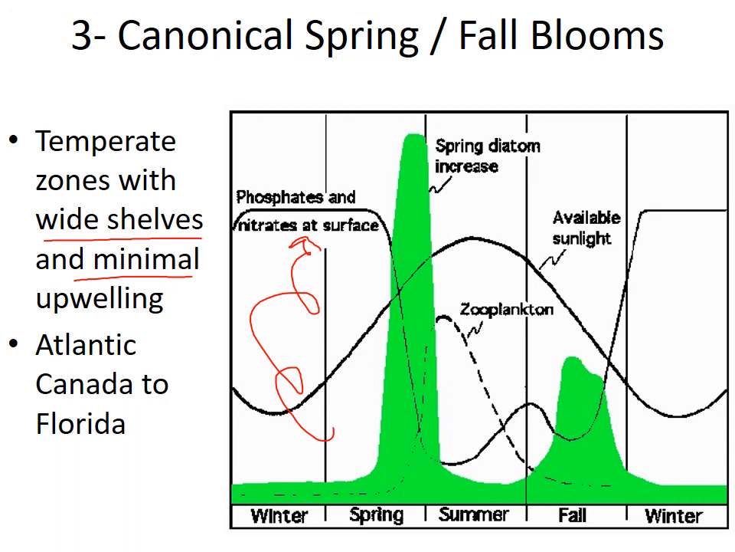And I won't describe this in too much more detail because I've already described this in the primary production lecture, but this kind of seasonal cycle happens in Longhurst's type 3 continental shelf ecosystems. The Atlantic Ocean from Canada to Florida would be an example of a place where we get these kinds of bloom cycles.